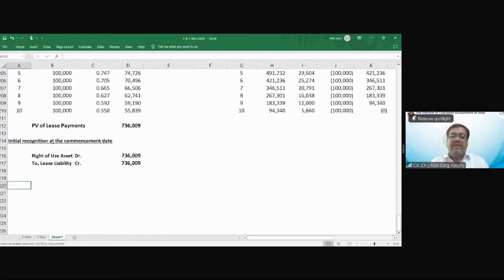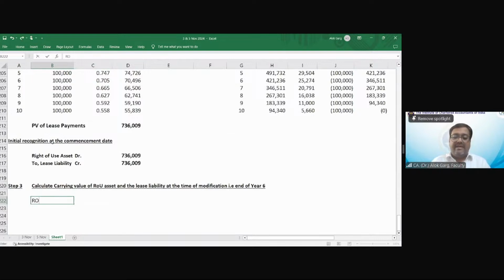Can you help me quickly? What will be my carrying value of the ROU asset and lease liability? At the beginning of year 7 or end of year 6, what are my values? 346,511, sorry, minus the opening balance. What was the opening balance at the commencement date?